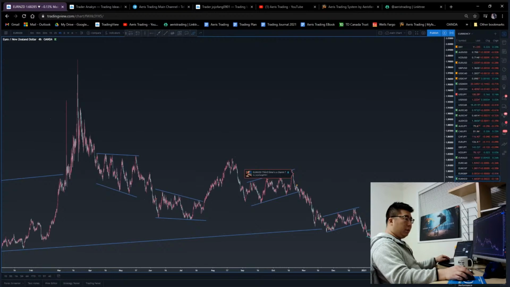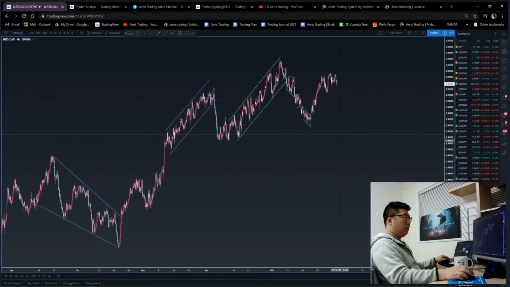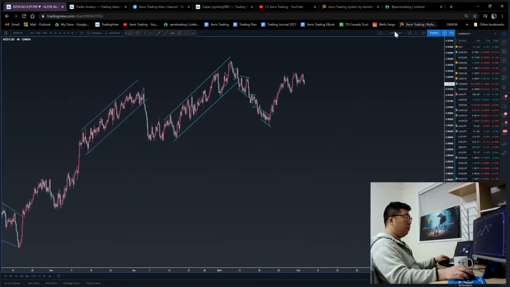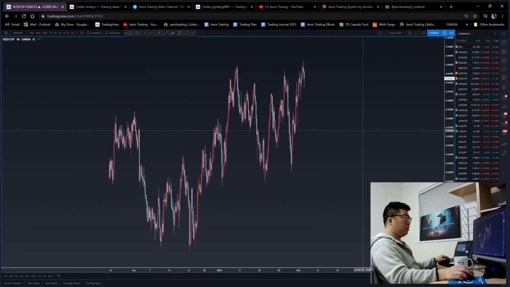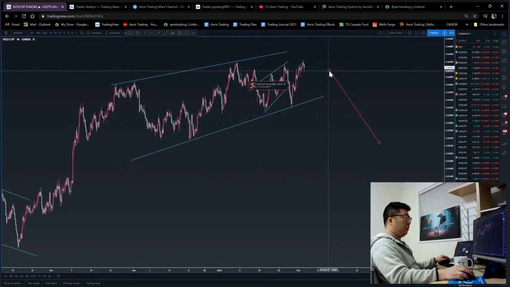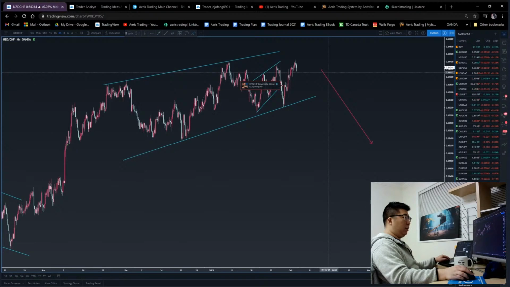I think that's it. I'm not seeing too many other things, unless you guys have some other currency you want me to take a look at. Some of the currency pairs that you guys are looking at for this upcoming 24, 48 hours.